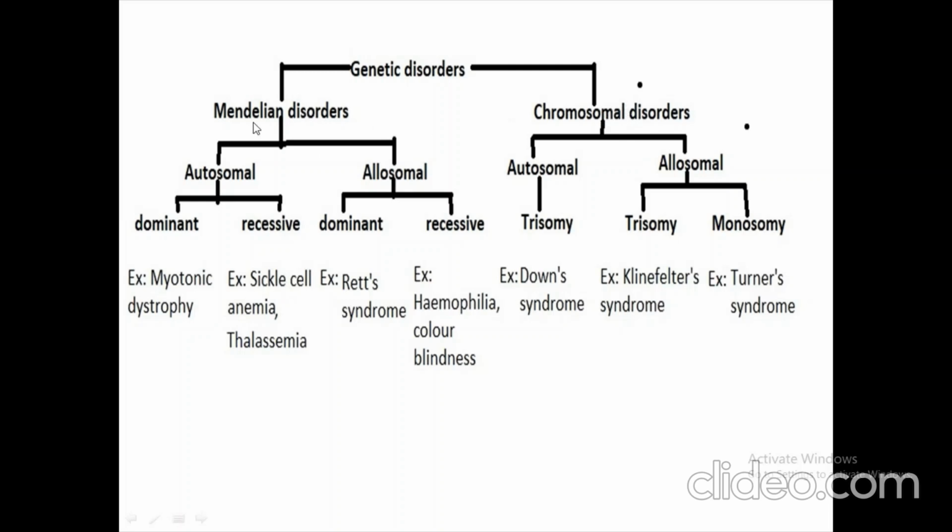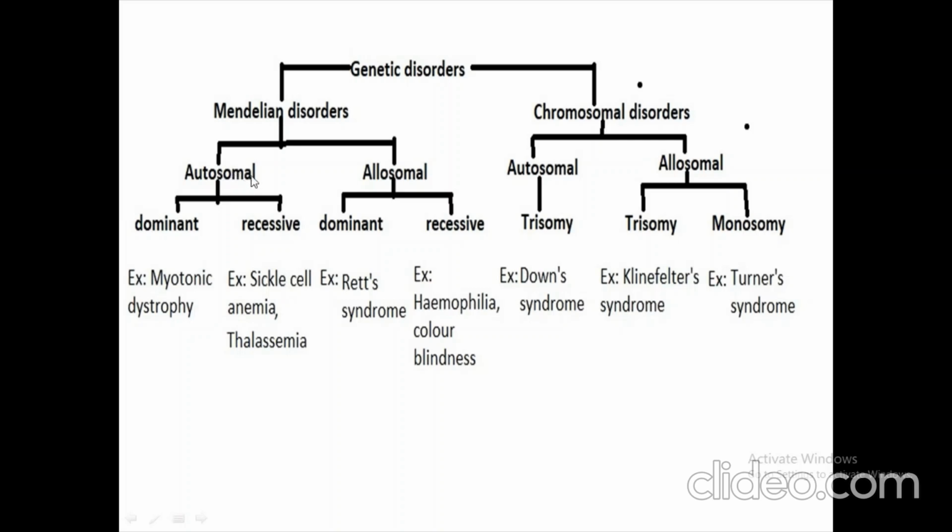Now, Mendelian disorders are further classified into allosomal and autosomal disorders. Allosomal disorders are caused due to mutation in the genes located on allosomes or sex chromosomes, whereas autosomal disorders are caused due to mutation in the genes which are located on autosomes.